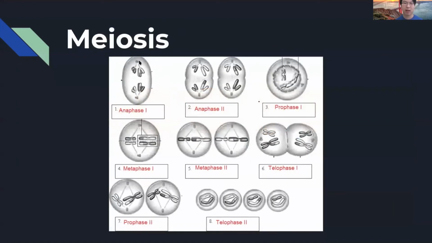So in meiosis, there are two phases: meiosis 1 and meiosis 2. So it's taking place in two phases. And the order is exactly the same: prophase, metaphase, anaphase, telophase. This is kind of out of order because this is from a worksheet. But the first step is prophase 1, metaphase 1, anaphase 1, telophase 1.